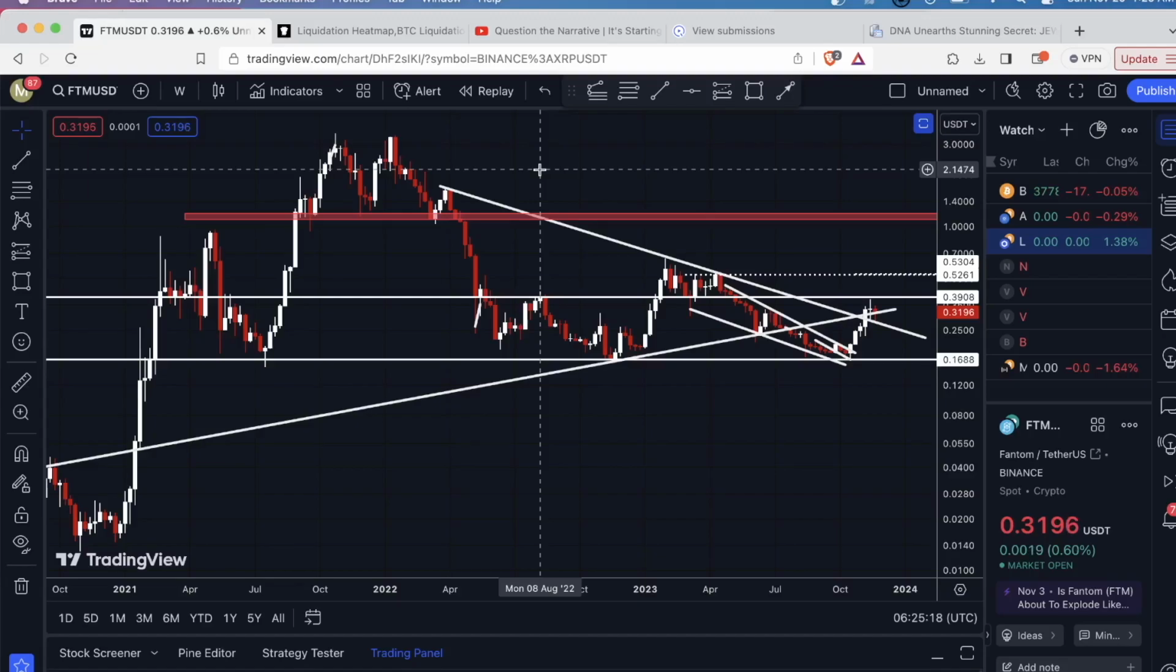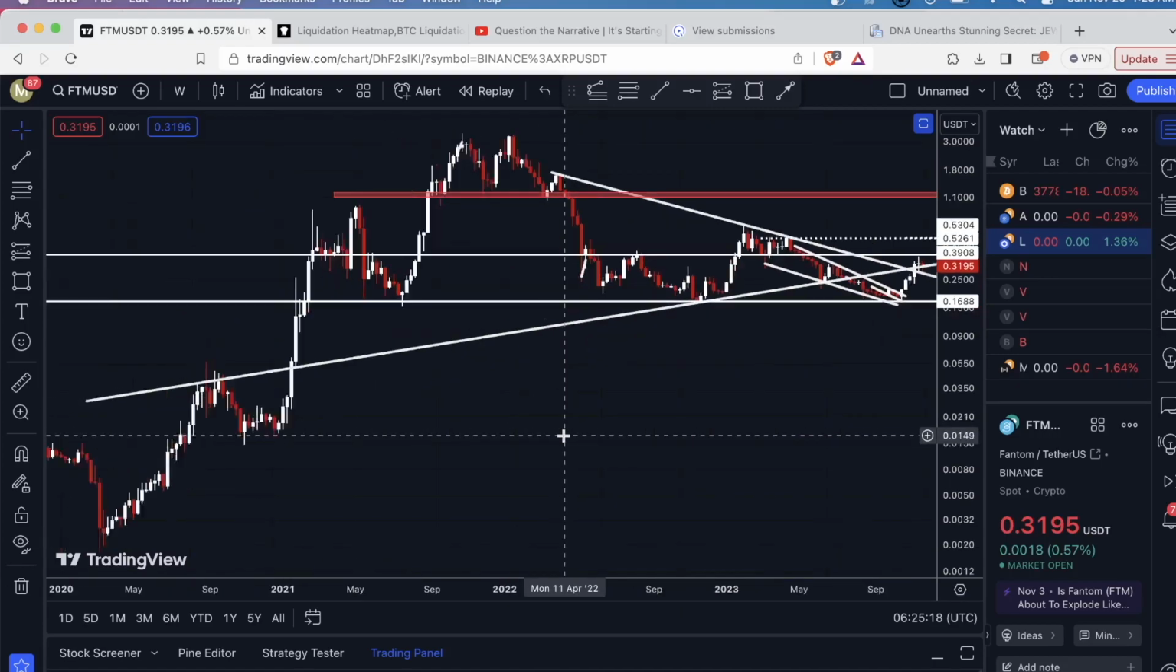Hey guys, what's happening? I'm just going to take a quick look here at Fantom. Ticker for this is FTM, and I'm currently on a weekly time frame. Last time I looked at this coin was about a week ago. In that video, I went over what all these levels are, so I don't want to spend too much time on it, but just give you a quick rundown, okay?